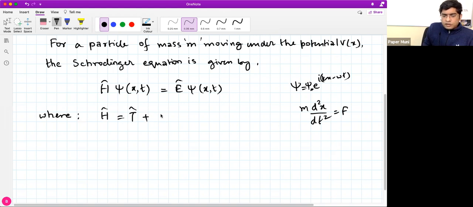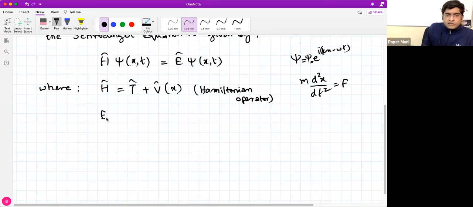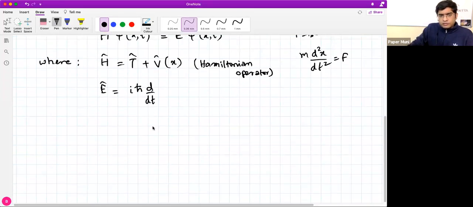So the Hamiltonian operator is T cap plus V(x). This is called the Hamiltonian operator. And then there's the energy operator, the time version, which is given by i h cut times the time derivative. Let's see what we get when we operate these on the wave function.